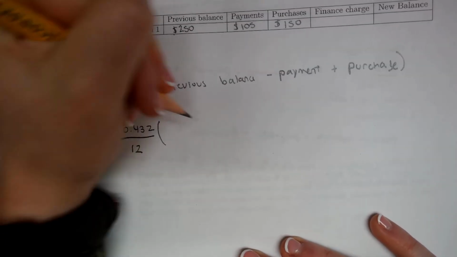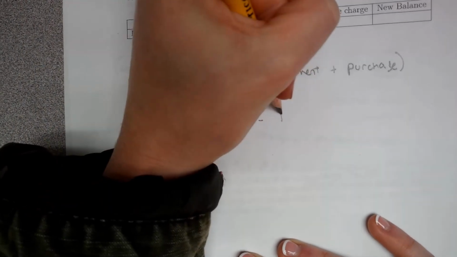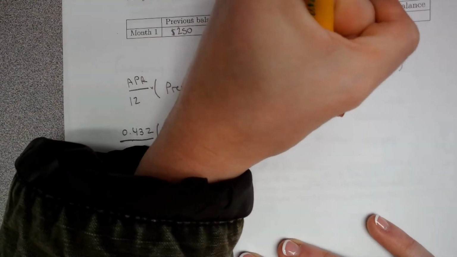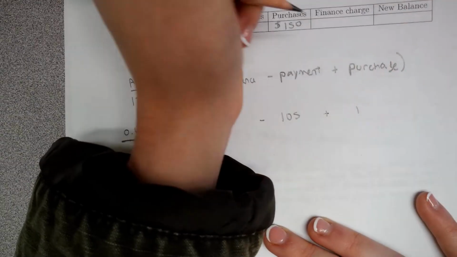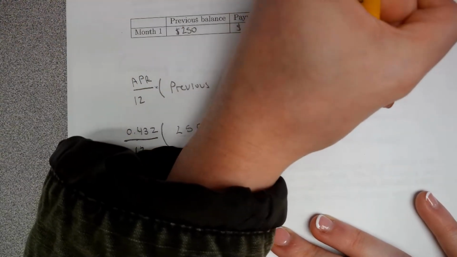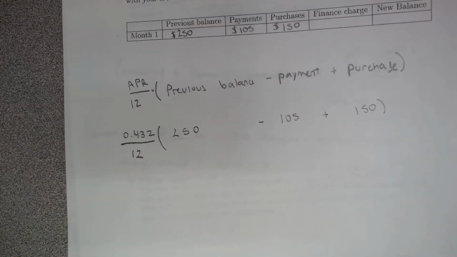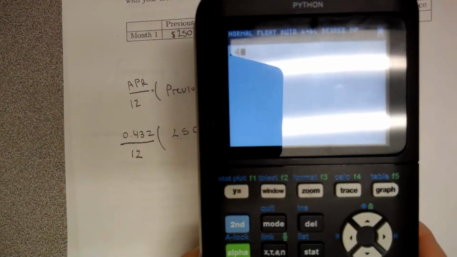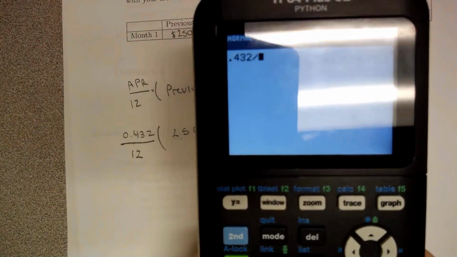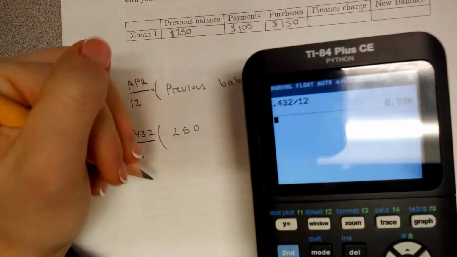Okay, previous balance was 250, minus the payment was 105, plus 150. First thing I'm going to do is find out what that is with my handy dandy calculator. Okay, 0.432 divided by 12. So that means that he pays 3.6% interest every month.